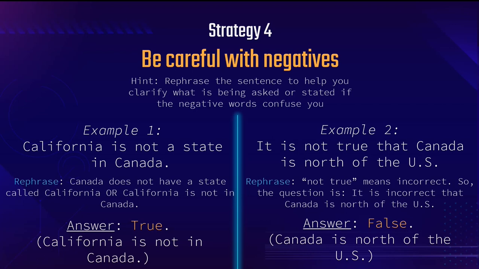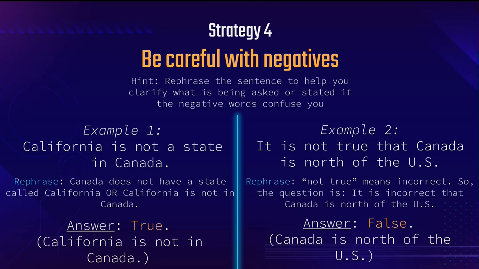Example 1. California is not a state in Canada. Rephrase: Canada does not have a state called California, or California is not in Canada. So the answer is true, because California is not in Canada.